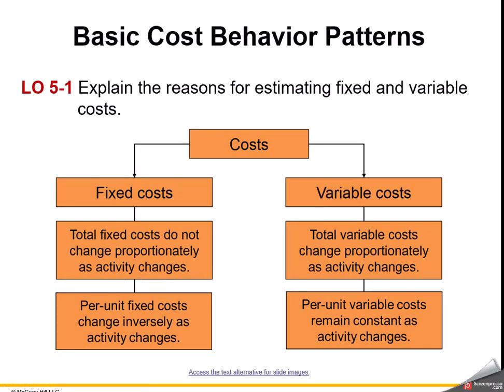So we want to understand our different types of costs, and we've already had these terms. We have fixed costs and we have variable costs. Fixed costs do not change in relationship to our activity. So as sales go up, fixed costs do not go up. But our per unit fixed cost would change. If we're taking the fixed cost and dividing it by how many units we produce, if sales go down, that would go up per unit. If sales go up, it'd go down per unit.